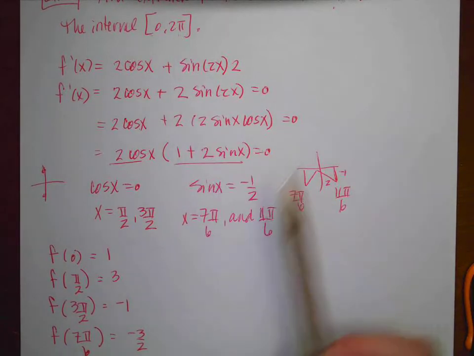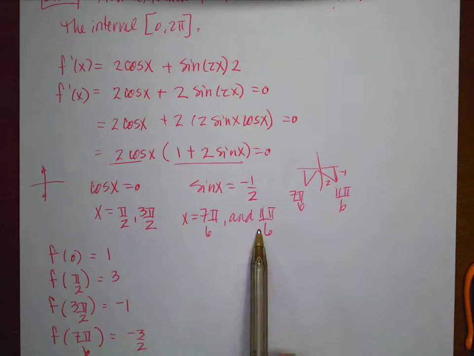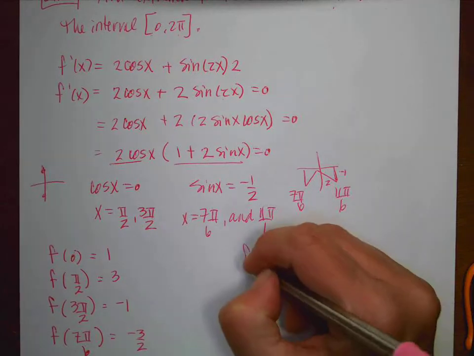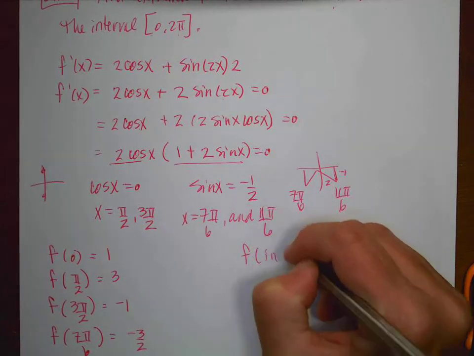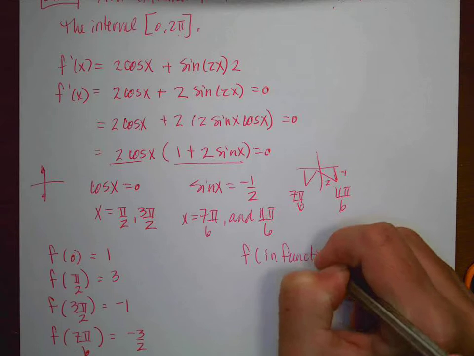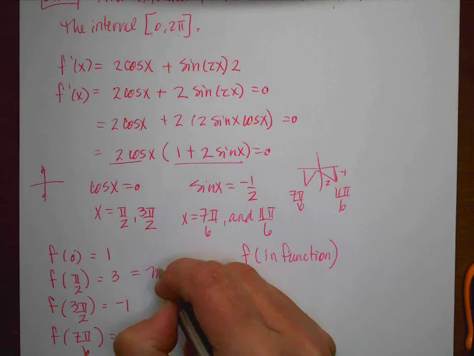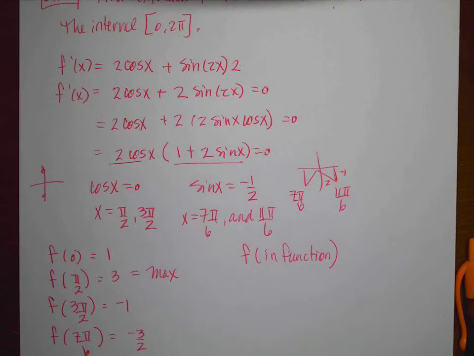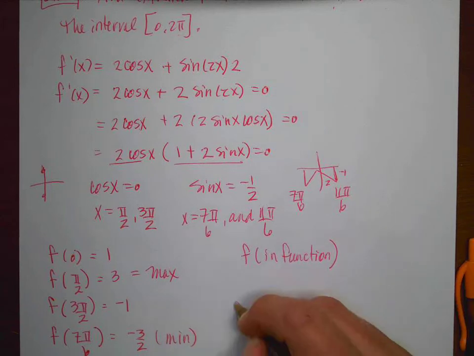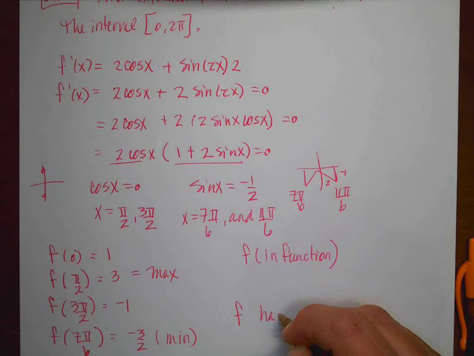So I got the left endpoint, the right endpoint, and then I got the 1, 2, 3, 4 other critical values. Remember, I'm evaluating in the function, not in the derivative. Okay? So as we look at our math, we can see that 3 is a maximum, and then I can see that negative 3/2 is negative 1.5, so this is a minimum.